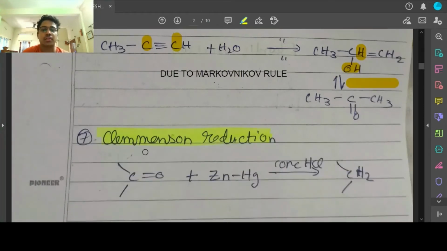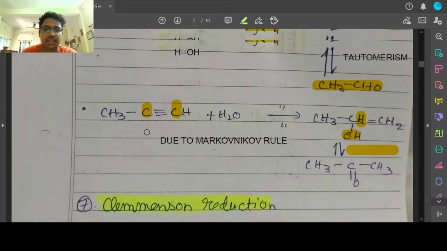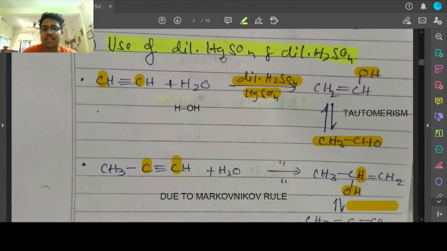Now let's come to the next kind of reaction. This was the use of dilute H2SO4 and HgSO4, mercury sulfate. So dilute HgSO4 and dilute H2SO4.